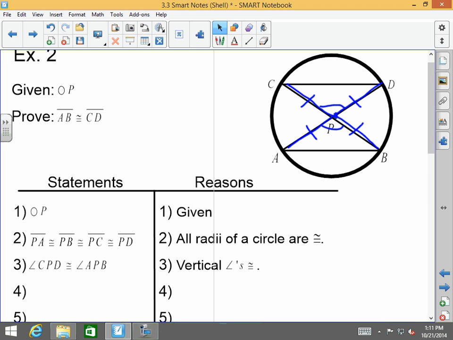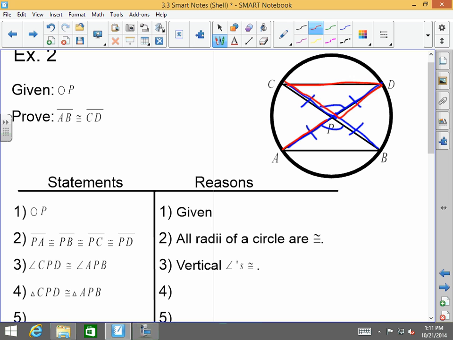Very good, my brothers. Now we can go with a congruency statement. Now I can clearly say that triangle CPD, I'll highlight it in red here, is congruent to triangle APB. Why? How is that side, side, side? Thank you, very good. Side, angle, side.